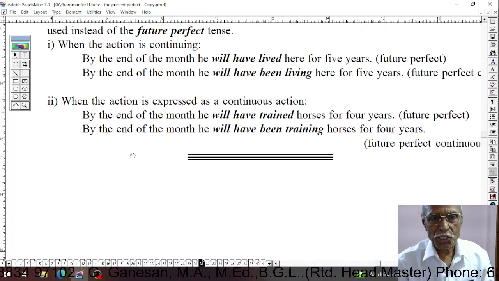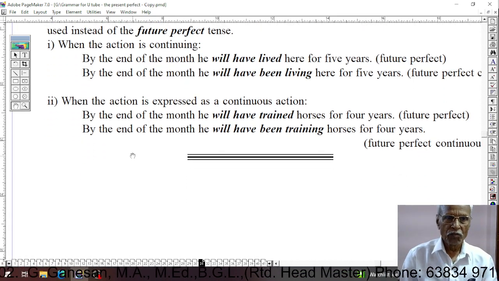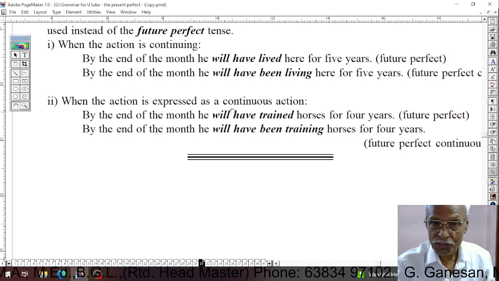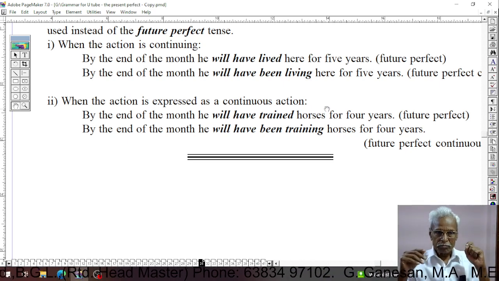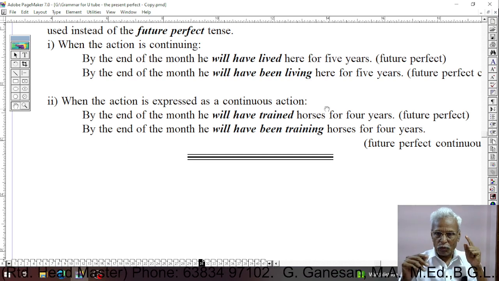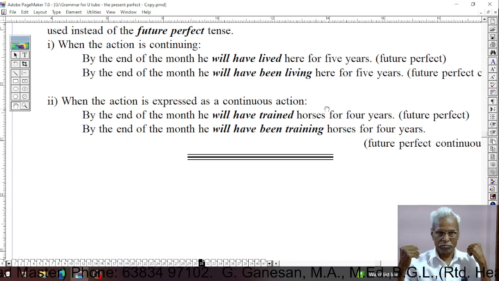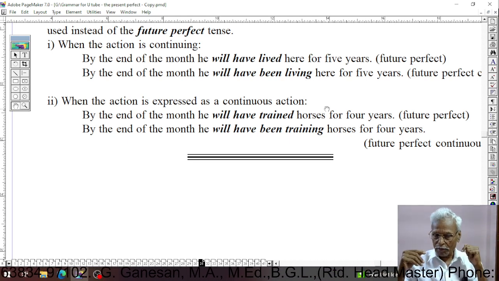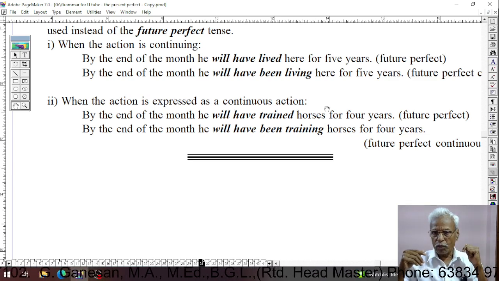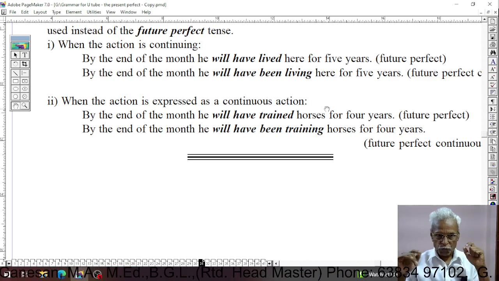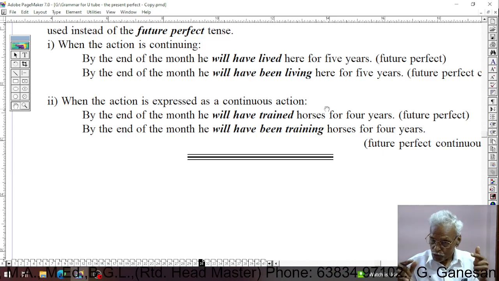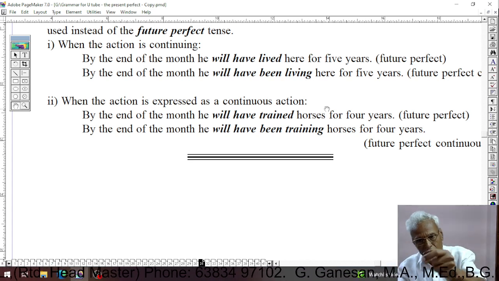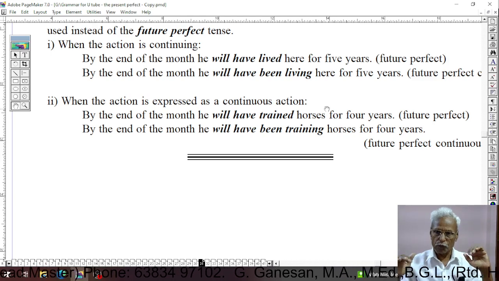Then, when the action is expressed as a continuous action, when the action is continuing here, by the end of the month, he will have been training courses. If this action is not going on, by the end of the month, he will have changed courses for 4 years, future perfect. By the end of the month, he will have been training courses for 4 years. That is future perfect continuous.